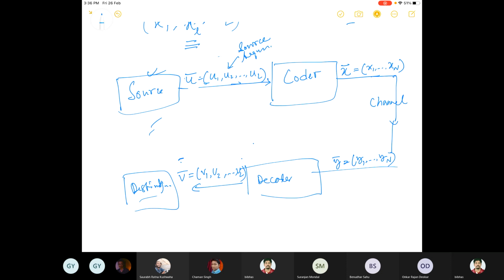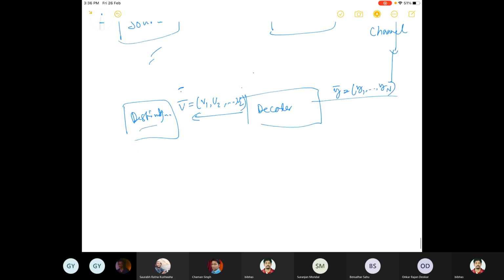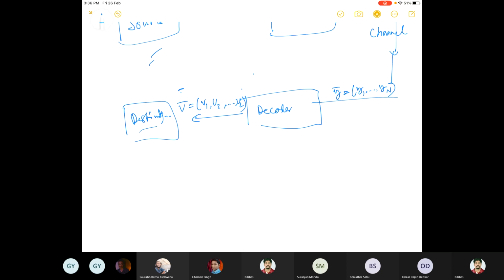So let me prove the next theorem. This is now in terms of error probability, but it is the average error probability of all this. So this is our next theorem, which says the following.